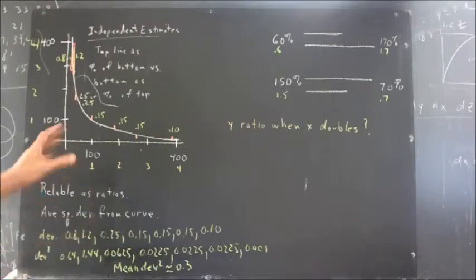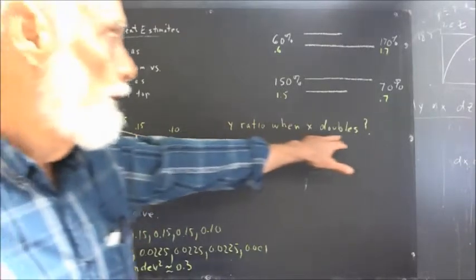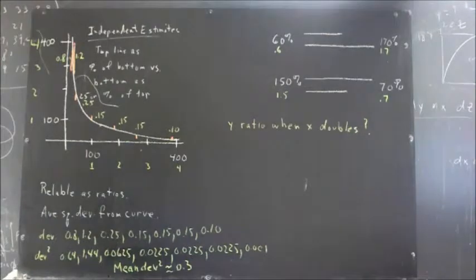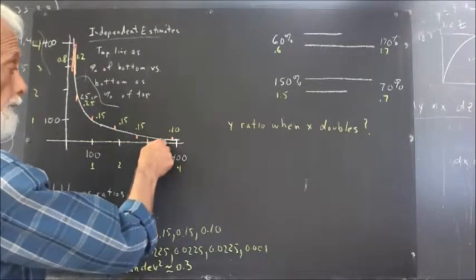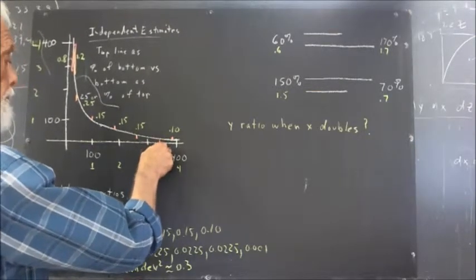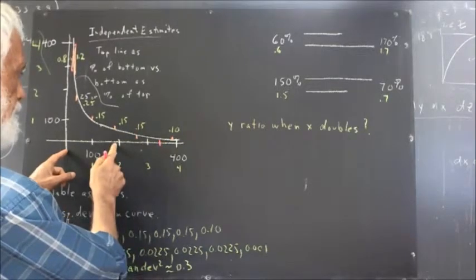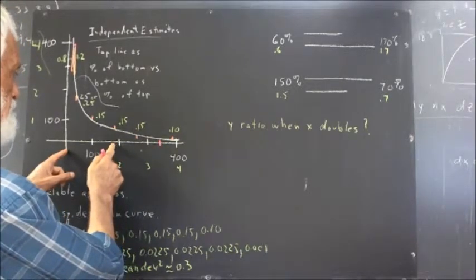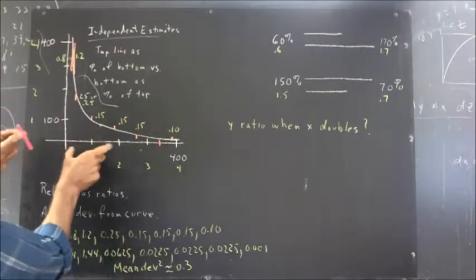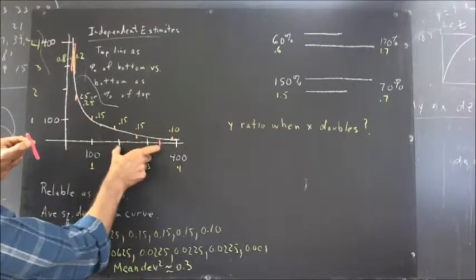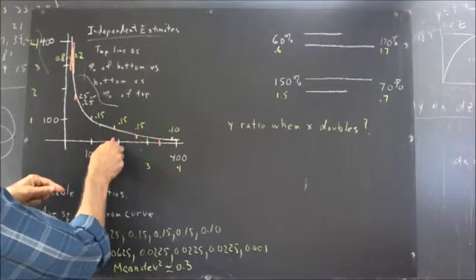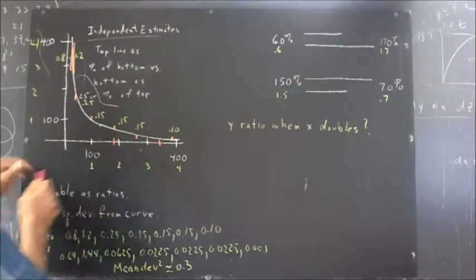Now another question follows. What's the y ratio when x doubles? Well, we should be on familiar ground here. We can choose an x value. Now I like to choose an x value out here so that we can cut that value in half. I'm thinking that if we're about here, we're about as close to one point as to the other. So I'm going to say half of that x value should be about here.